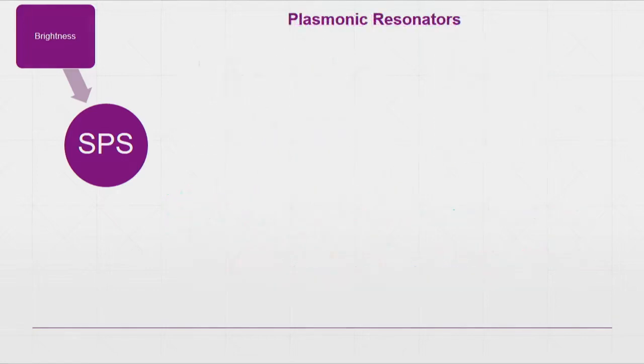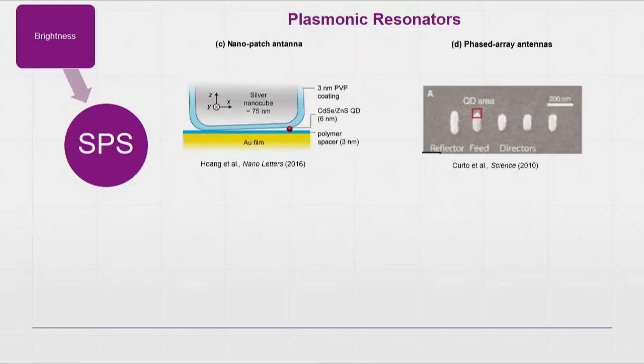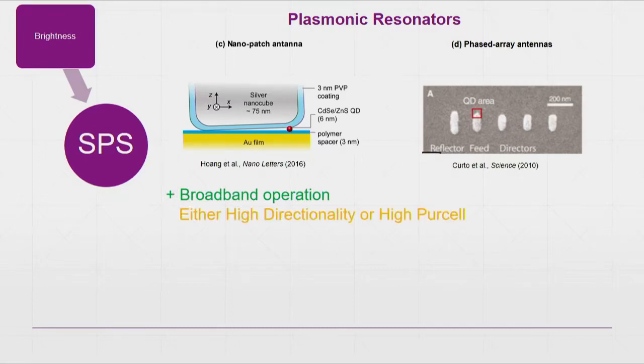Another option, which is really famous for room temperature sources, is plasmonic resonators. So you can use, for example, patch antennas or phased array antennas, such as the Yagi-Uda antennas, which offer really high broadband operation. But you have to actually choose either high directionality or high Purcell factor for a typical structure. And they require precise positioning of the emitter due to the low mode volume of these types of resonators.